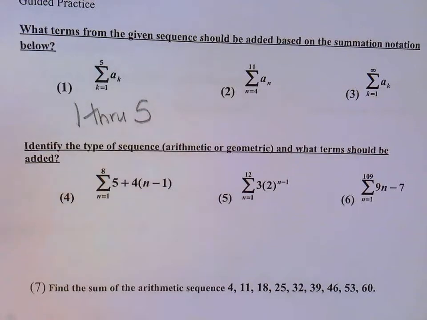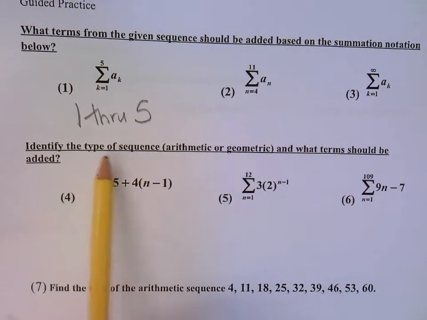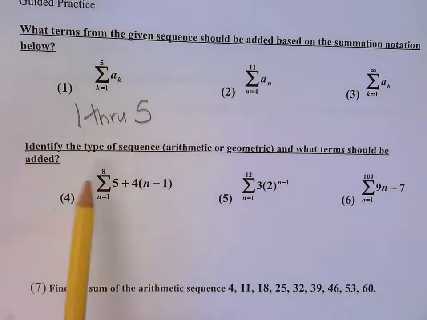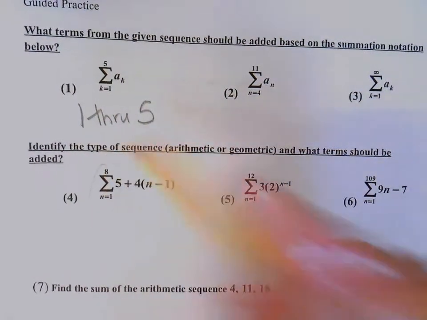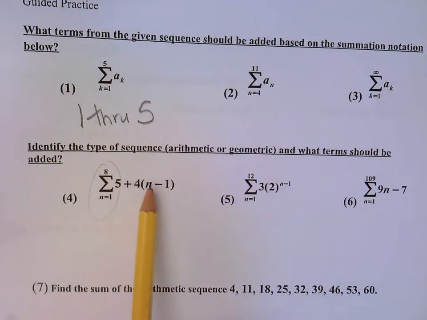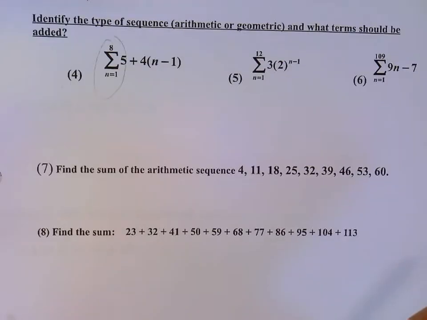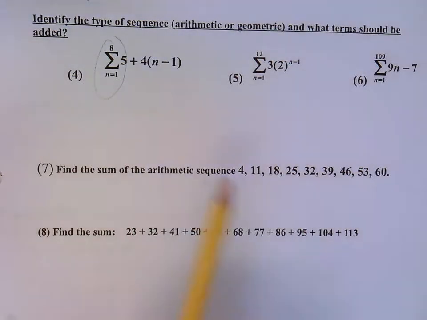Then on number 4, 5, and 6, they want you to identify if it's arithmetic or geometric. So you could generate terms or you could just look at the type of function and what terms. So again, they want you to just say this is whatever, arithmetic or geometric, and you would add terms 1 to 8. Then finally on 7 and 8, you're adding them up. Don't just add them on the calculator, 4 plus 11 plus 18 plus 25. Use either sigma notation or the formula.